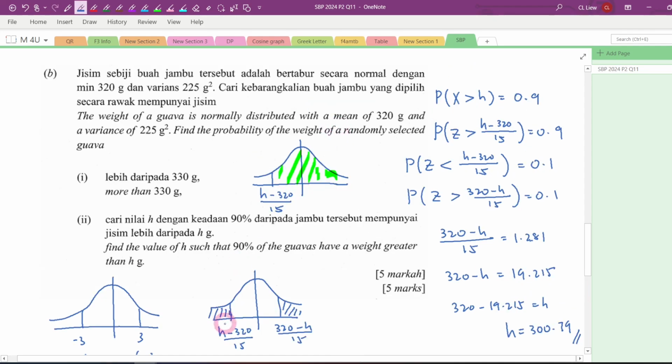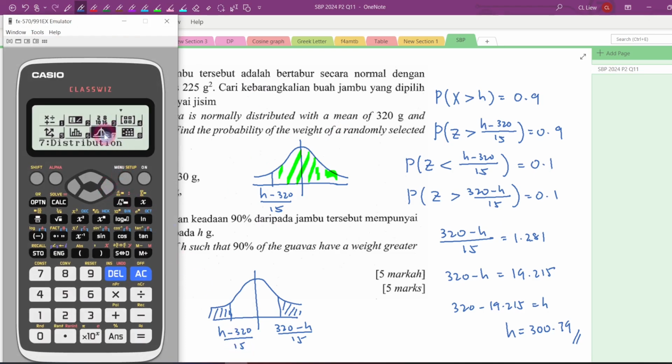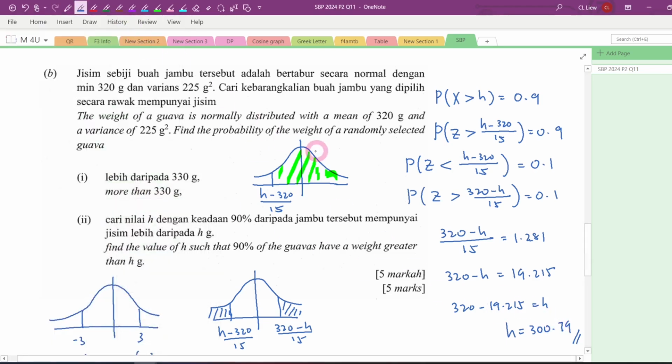You also can use your calculator to help you check the answer. Go for distribution and then inverse normal, but be careful, your calculator is for less than for this inverse normal. So this is 0.9, I need to key in 0.1, and then the standard deviation 15. Let me check, standard deviation correct, and the mean is 320, correct. Okay, so this is our answer, 300.7. Okay, slightly a little bit different, this is okay. So this is the way how we solve this sub question.